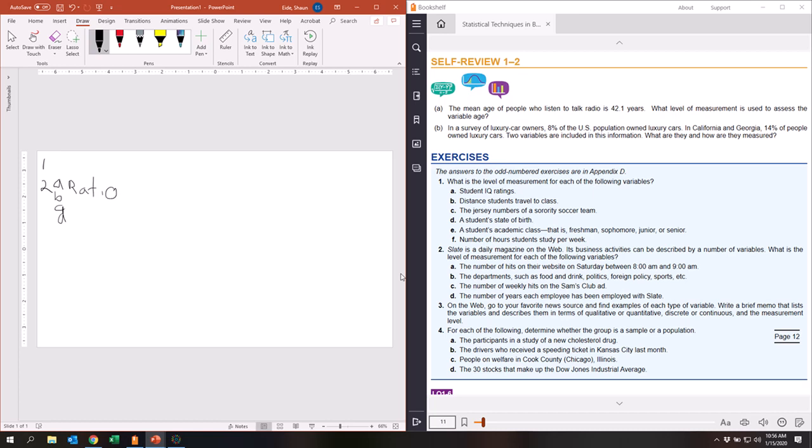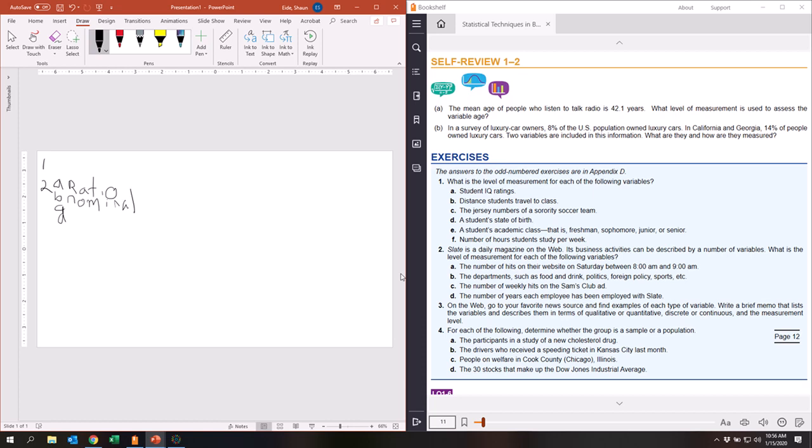Okay, and then let's take a look at B. The departments such as food, drink, politics, foreign policy, and sports. Okay, is that a number? No, it's not a number. Can you put them in order? No, you can't put them in order. So because it is not a number and you cannot put them in order, that means that it is nominal. Okay, so we've got nominal.